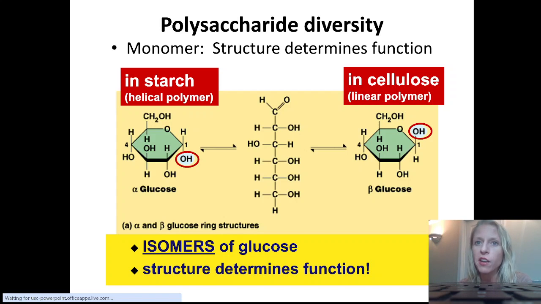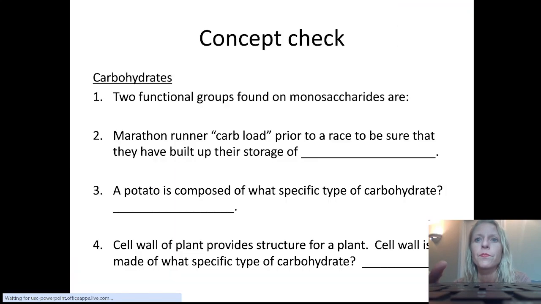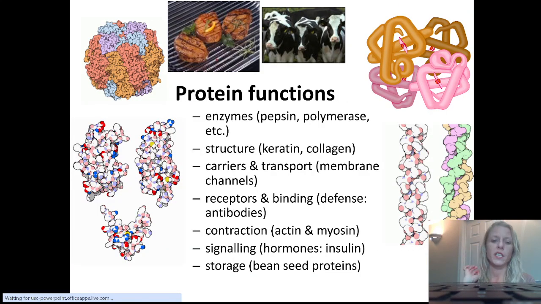Lots of polysaccharide diversity. I already mentioned the isomers of glucose, in terms of structure and function. Proteins. Okay. Oops, sorry. Proteins. They act as enzymes. They are important for structure. They're important for carriers and support, receptors and binding, contraction, signaling, and storage.